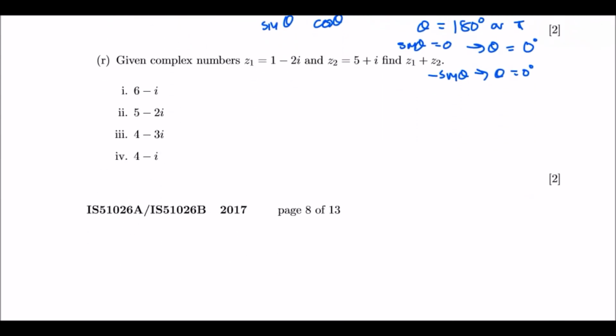Now, let's move on to R. So given complex numbers z1 and z2, find the sum of them, z1 plus z2. Easy, so you just add up the numbers. So 1 plus 5 is 6, minus 2 plus i is minus i. So this is very easy, very straightforward.